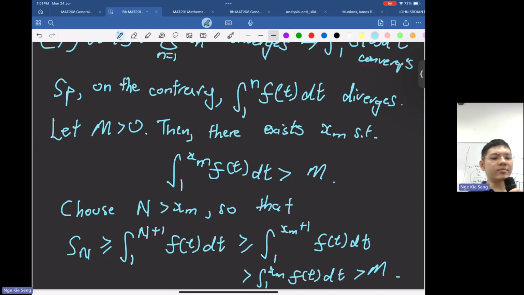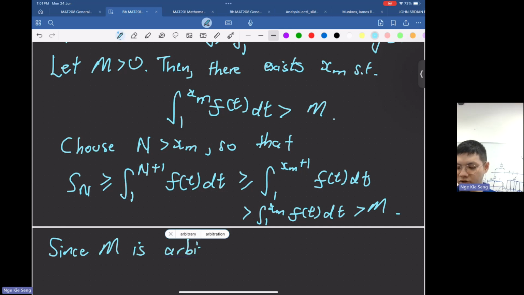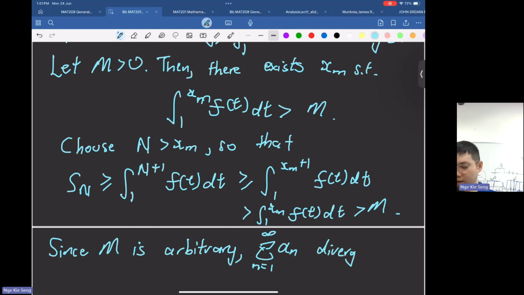Since m is arbitrary, this is true for all m, so our infinite series should also diverge because our partial sum already diverges. Does it make sense? Okay, so the divergence of the integral will result in the divergence of the partial sum. Any questions so far for this one? Any part you missed out?